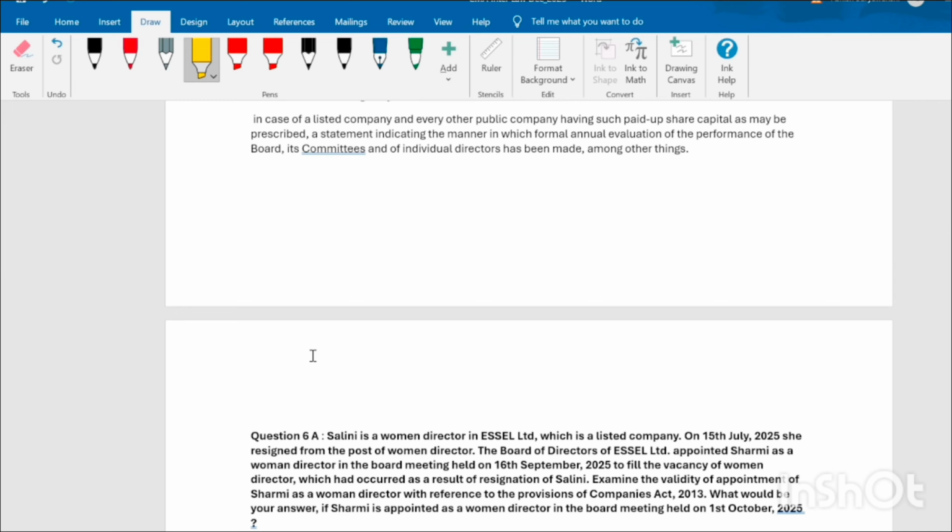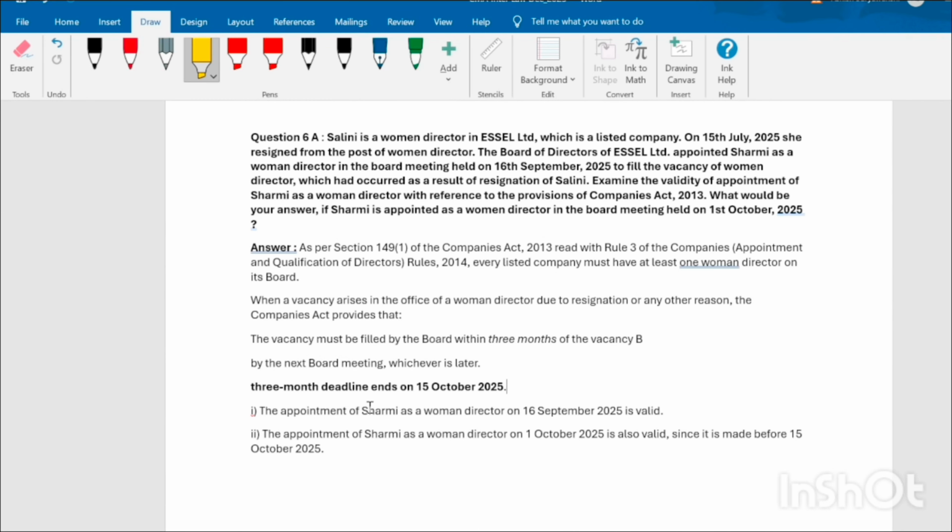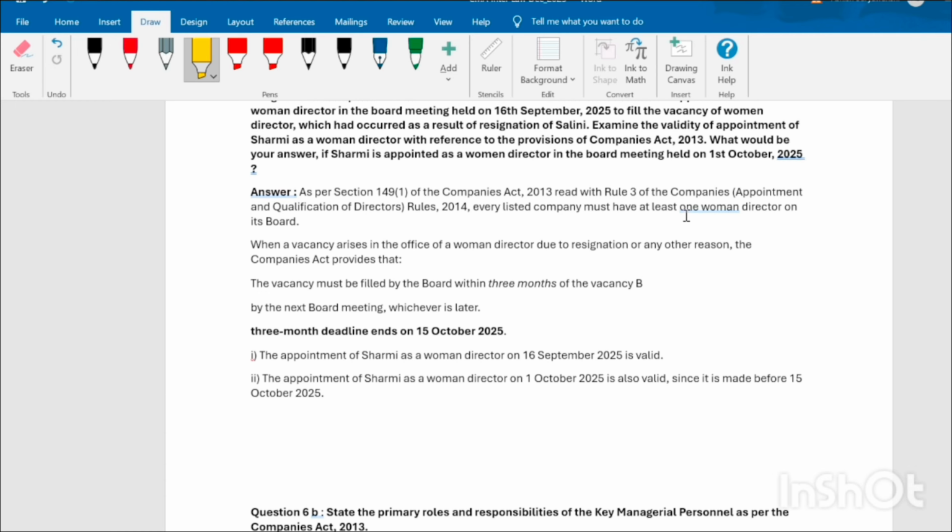You have option to leave 2 questions also. So basically question number 6 is a case study on appointment of a woman director. Here Shalini is a woman director of a listed company who resigns on 15 July 2025, and the company wants to appoint Sharmi, and there are 2 cases. First, if the company appoints Sharmi on 16 September 2025, is it valid or not? And if they appoint Sharmi on 1st October 2025, is it valid or not? You have to give the comment and proper provision.